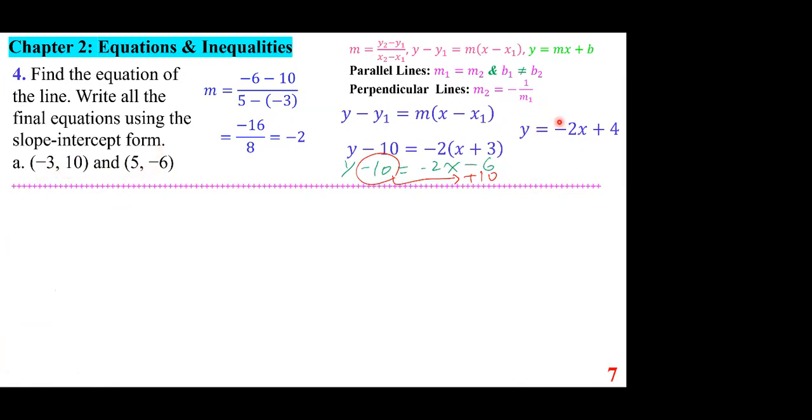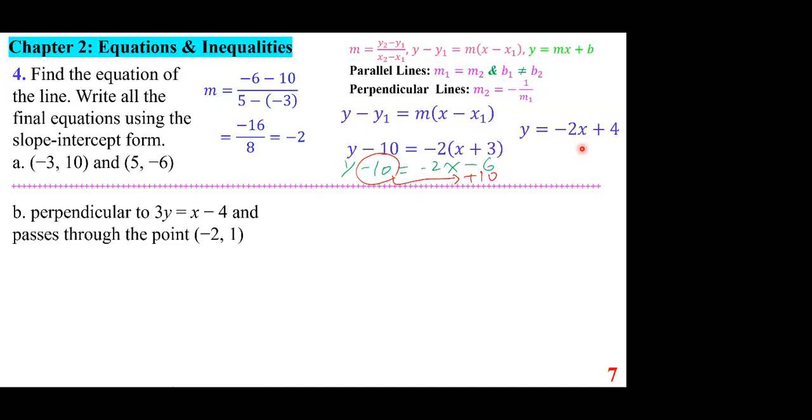Put it in there. If you replace the x with 5, you get negative 2 times 5, which is negative 10, plus 4 equals negative 6. You just checked your work. Everything is perfect. And that's the beauty of math. You can check your work, class. I highly recommend you do that, always.